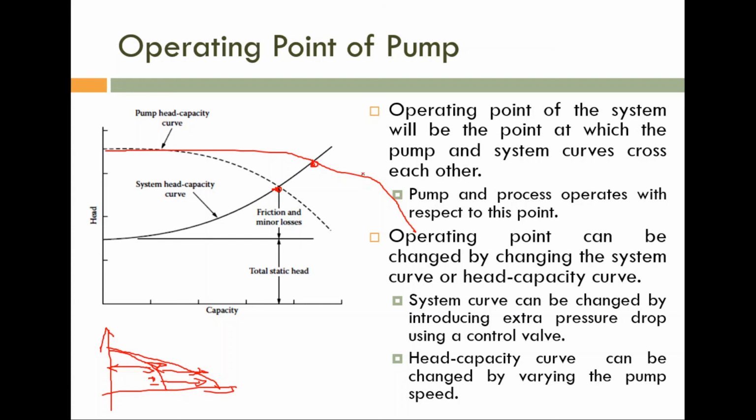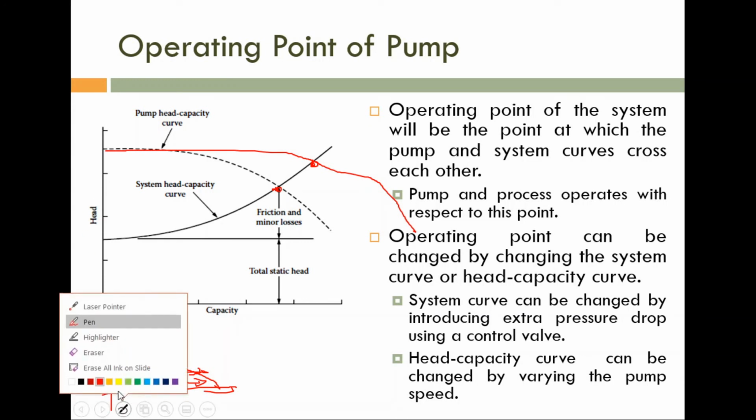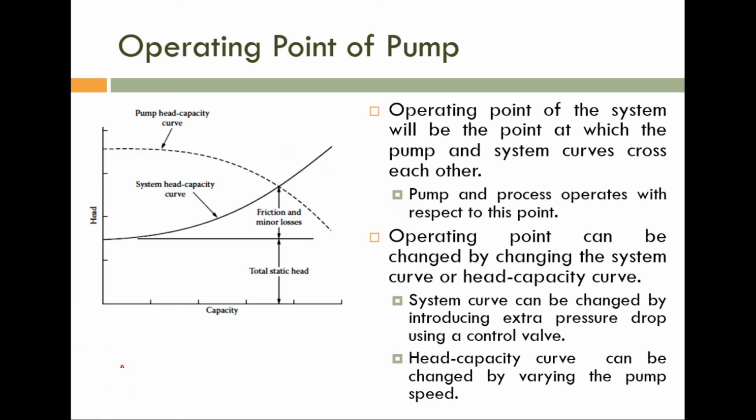Okay, so depending upon our application, we have to use either cascade operation of two pumps, or parallel operation of two pumps, or we have to change the speed of operation of the pump. So in all these situations, what we are doing is changing the pump curve. What about the system curve?